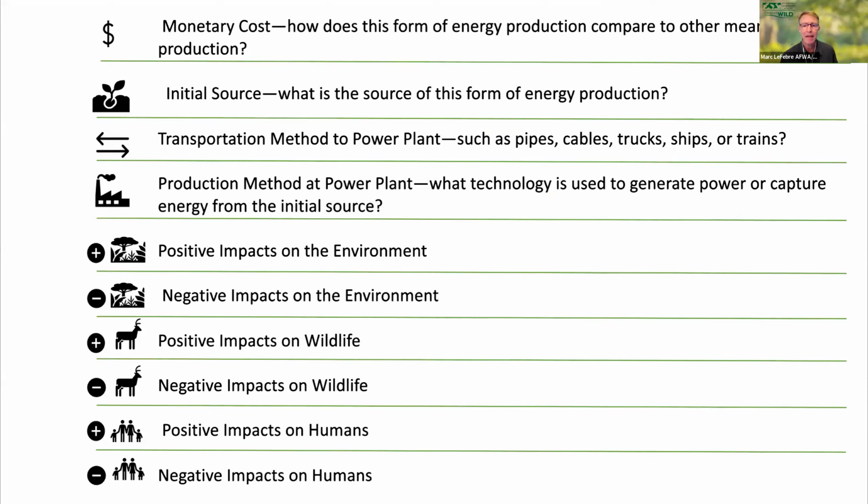Okay, often, as Meaghan said, eventually it gets to the point, almost always, where we're turning a turbine to generate electricity, right? In the case of fossil fuels, we're burning them, or combustion in engines like cars. So a lot of different methods for producing power. What are the positive and negative impacts on the environment? What are the positive and negative impacts on wildlife? And what are the positive and negative impacts on humans?